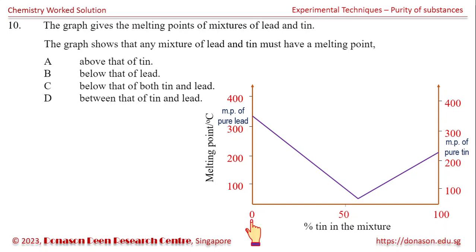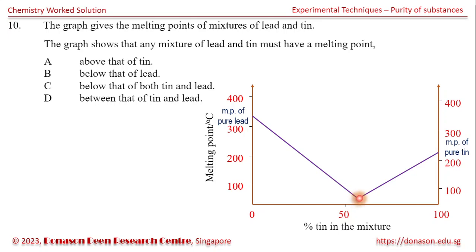0% on the left indicates that there is no tin in the alloy, which means that it is pure lead. The percentage of tin increases as we move from the left to the right of the graph. You may notice that the melting point of the alloy decreases as the percentage of the tin in the alloy increases till it reaches about 60% of tin, which means that the remaining 40% is made of lead.